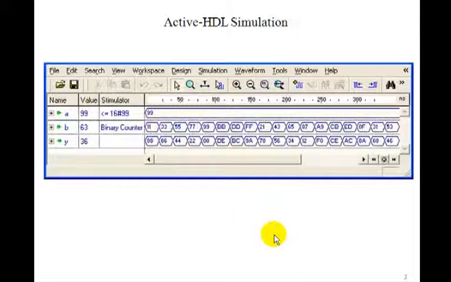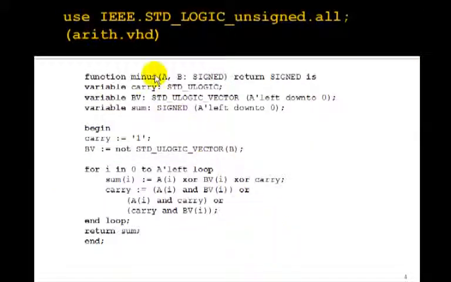Now, you might wonder how VHDL actually implements this minus sign. Remember, we saw that the plus sign was implemented by making an n-bit adder using full adders, just exactly the way we did. And if you go look in the IEEE unsigned VHD program, the arith one really, you'll find the function minus, which gets called when you execute a minus sign. And let's see how they do it.